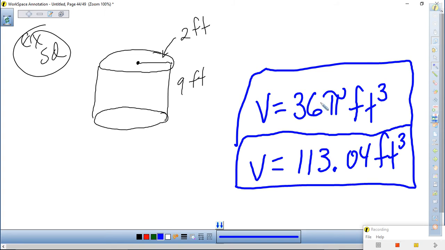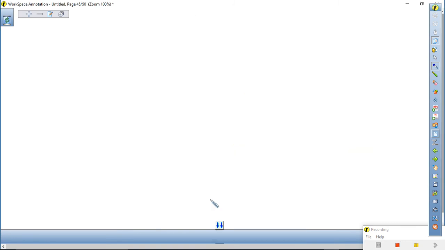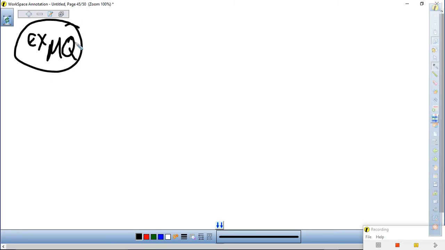Yeah, so Marcelo was going to ask, Mr. Q, so is it okay if we leave it like this, or do we have to do the extra step? Well, if on the assignment it says use 3.14 for pi, guess what you need to do at the end? Multiply times 3.14. But right now I'm just giving you the process so you can get used to the process. All right, here we go. Let's do another one. Example mega cube. Here we go.